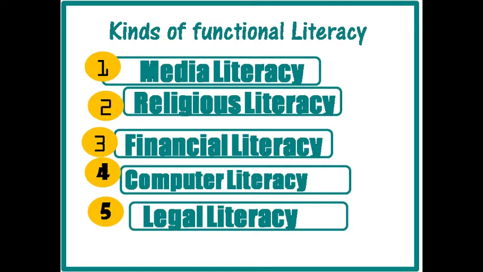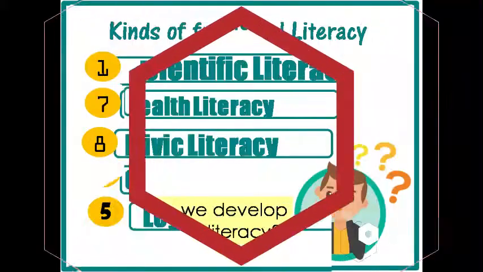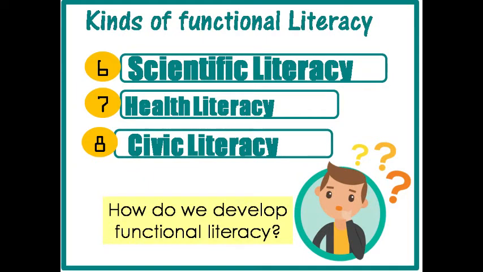Fifth is legal literacy. It is the ability to comprehend laws so you are able to follow policies and legal procedures. Next is scientific literacy. Scientific literacy does not necessarily mean memorizing facts, rather, it's knowing how to conduct experiments and identify evidence that supports or contradicts preconceived beliefs or hypotheses.